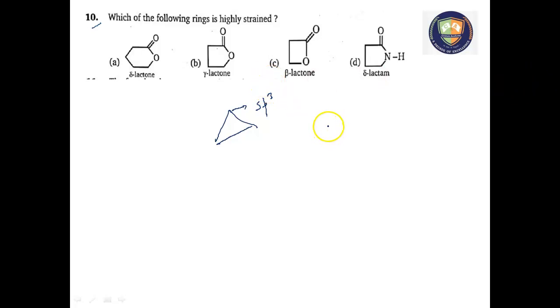We have this C structure like this. So this is beta lactone. This 4-member ring will be the most strained ring, because among the others, A is a 6-member ring, B is a 5-member ring, and D is also a 5-member ring. So these will have less angular ring strain. So C will have the most strained structure.